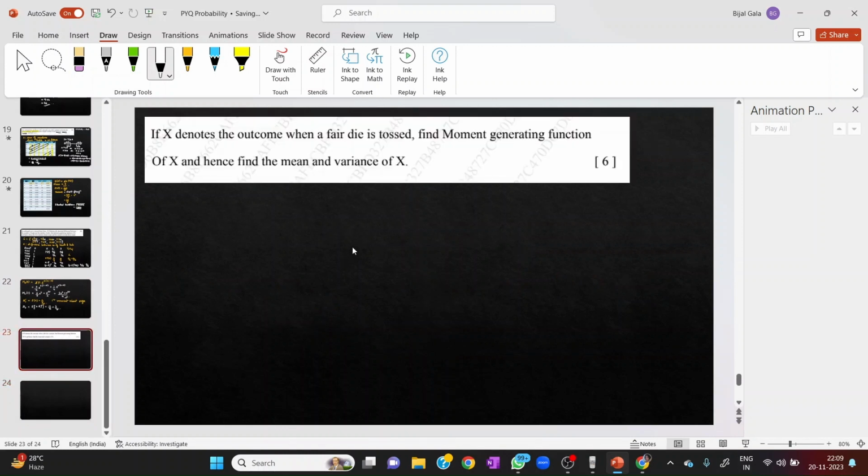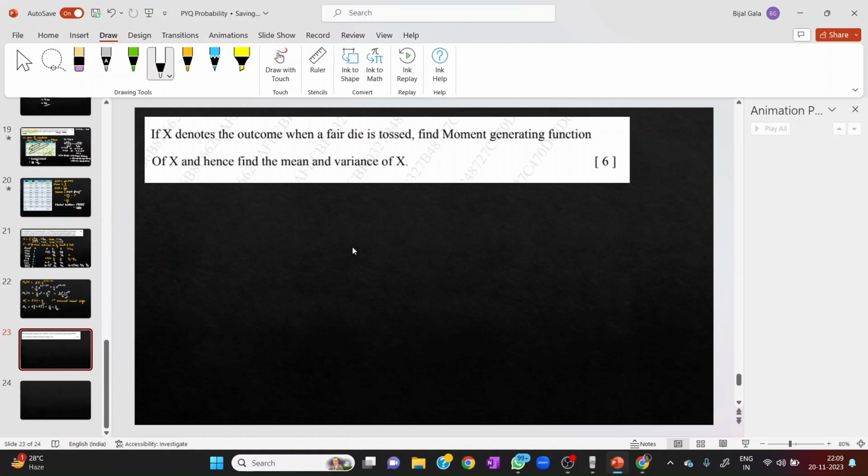X denotes the outcome of a fair die. Find the moment generating function of X and hence find the mean and variance. So here you have to find the mean and variance, not directly, but first you have to find the moment generating function and with its help find the mean and variance.